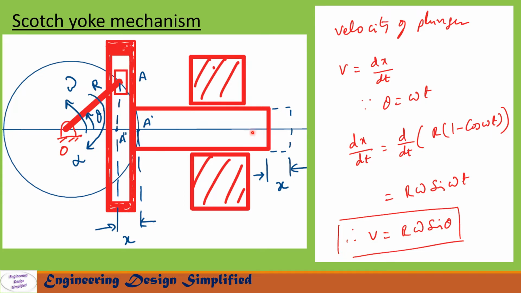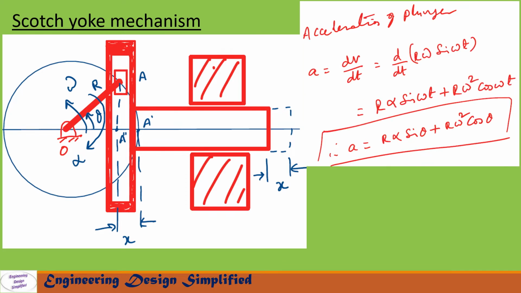In order to find the velocity of this plunger, we need to differentiate the displacement equation with respect to t. So v equal to dx by dt. We know that theta equal to omega into t, where omega is angular velocity and t is time. So dx by dt can be written as d by dt of r into 1 minus cos omega t. The differentiation of cos omega t with respect to t will become r omega sin omega t. So velocity of the plunger is equal to r omega sin theta.